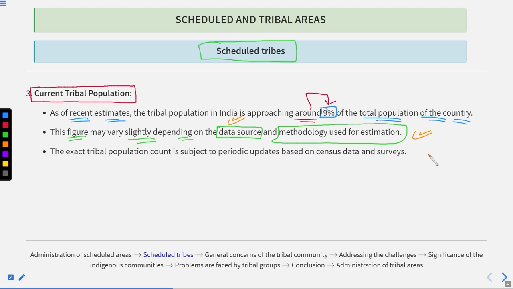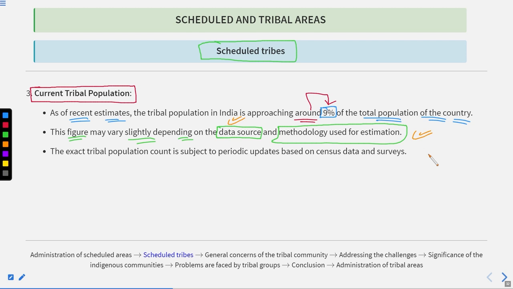Why? Because suppose the census happened in 2011. Between 2011 and 2024, how many years are there? Almost 14 years. In these 14 years, there could be anything. Might be the population rose, might be the population fell. But if you copy the data from the 2011 census, then what will you get? You will get wrong data. It would be inaccurate because it is hard to believe that the population in 2011 would be the same in 2024. This is quite impossible. So the first thing is clear: how the data source is important in the authentication of the current tribal population.